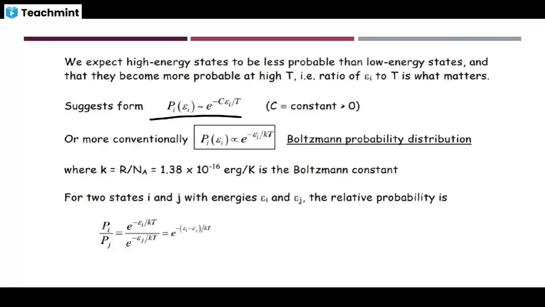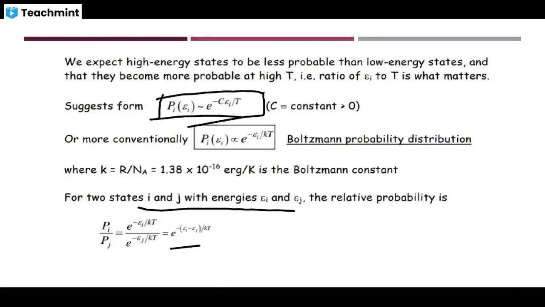For two states i and j with the energies psi i and psi j, the relative probability: for Pi, it is e to the power minus psi i divided by kT, and for Pj, e to the power minus psi j divided by kT. So then the ratio is e to the power minus (psi i minus psi j) divided by kT. If you take the e to the power minus psi j into the above, it becomes positive psi j. So then you can take the negative outside and put psi i minus psi j. This is simple, I think you understand this.